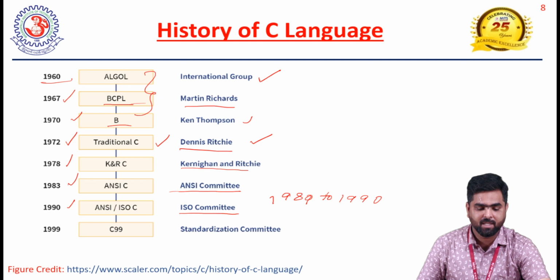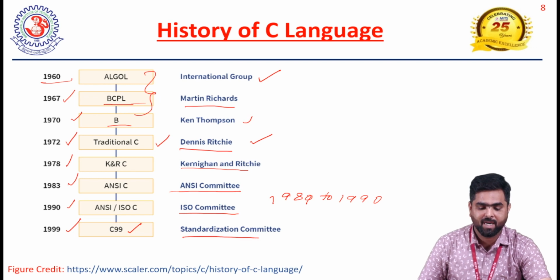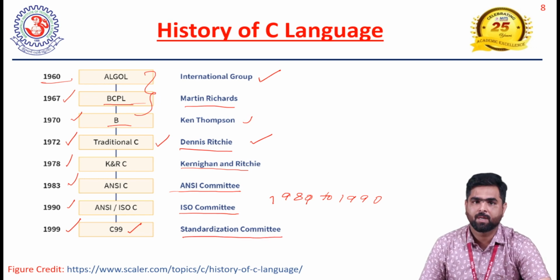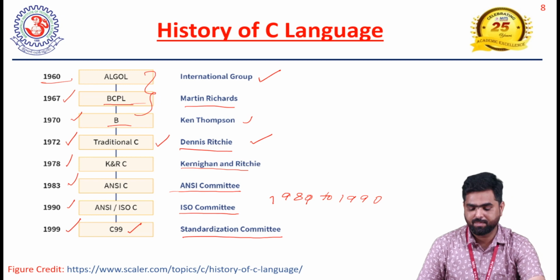After that, the C language was standardized again in the year 1999. That's why we call it C99, which is done by the standardization committee. So this is about the history of the C language.